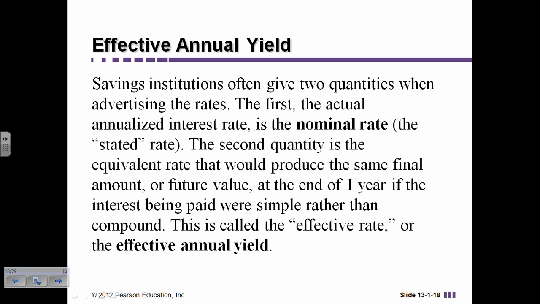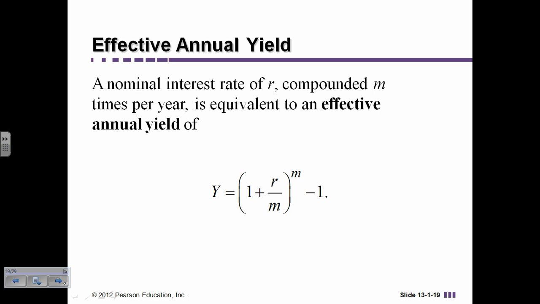So let's look at the formula that we have to calculate the effective annual yield. Y is the effective annual yield, R is your rate, M is the number of times compounded per year, and you'll notice that M is used twice. It's raised to the M power instead of the N power this time. And then you're going to subtract 1 from that value to find out what the effective annual yield is.